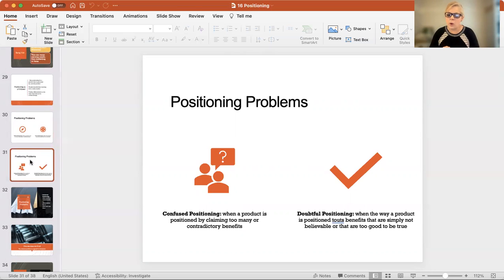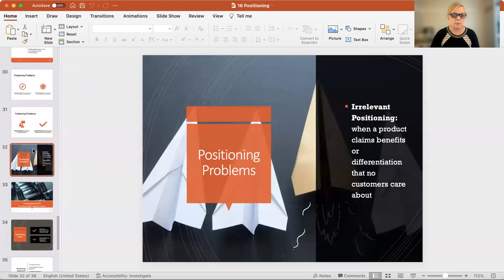Doubtful positioning, the way the product is positioned and what it touts are simply too unbelievable and too good to be true. If suddenly Toyota came up and said that their car would be able to fly and you didn't have to have a pilot's license and it wasn't any more expensive, in fact, it was one of their cheapest cars, it would be a very doubtful positioning statement.